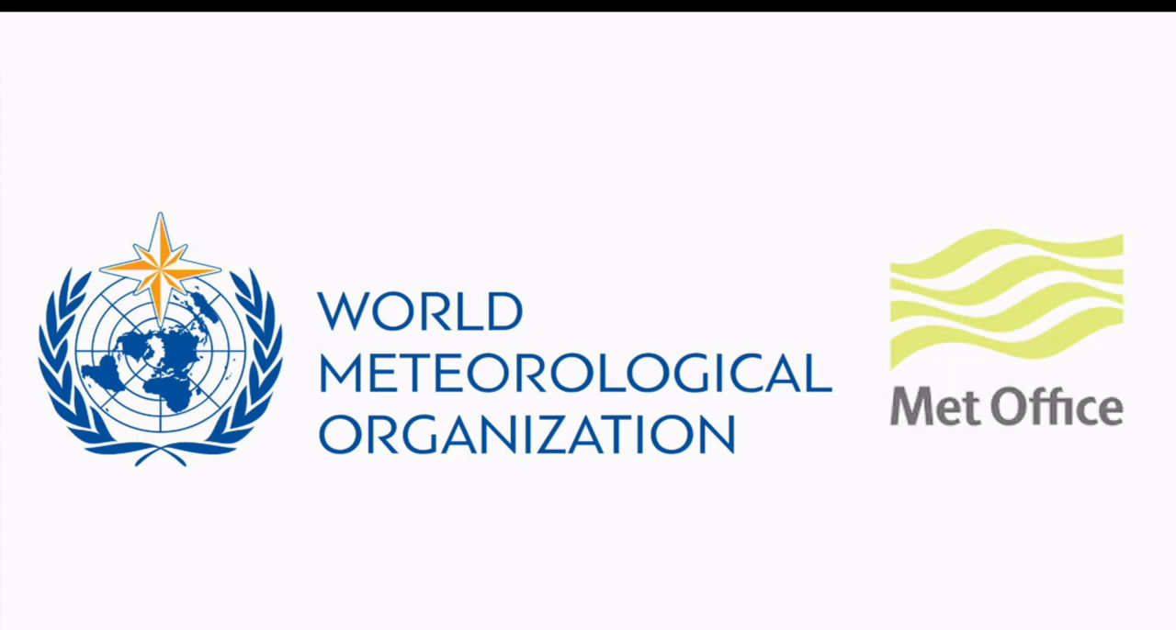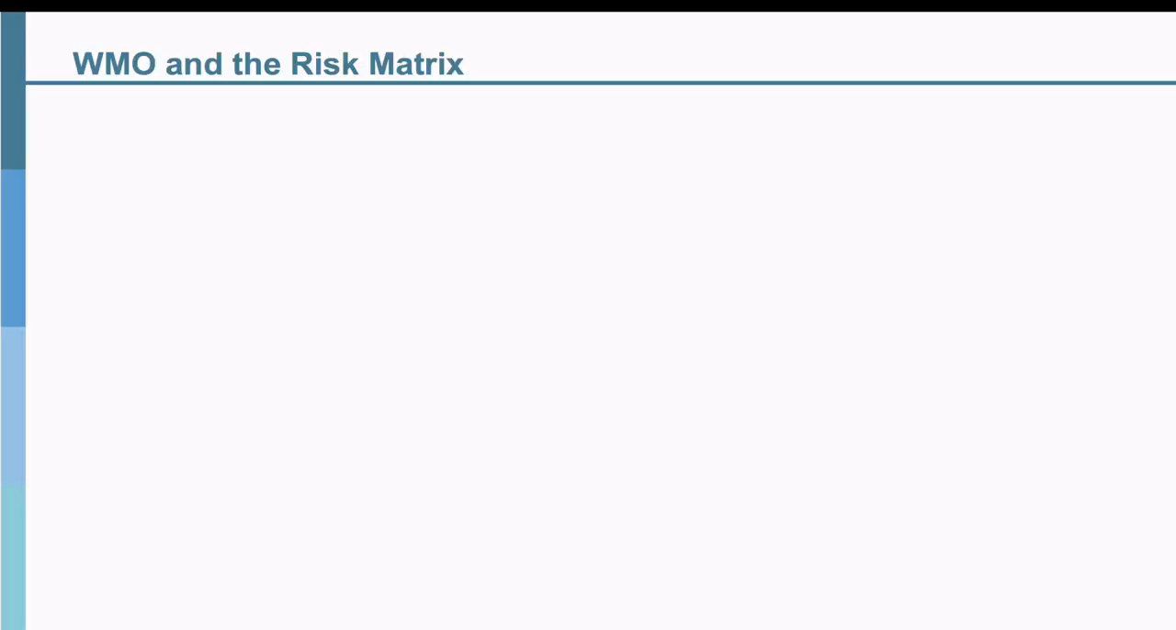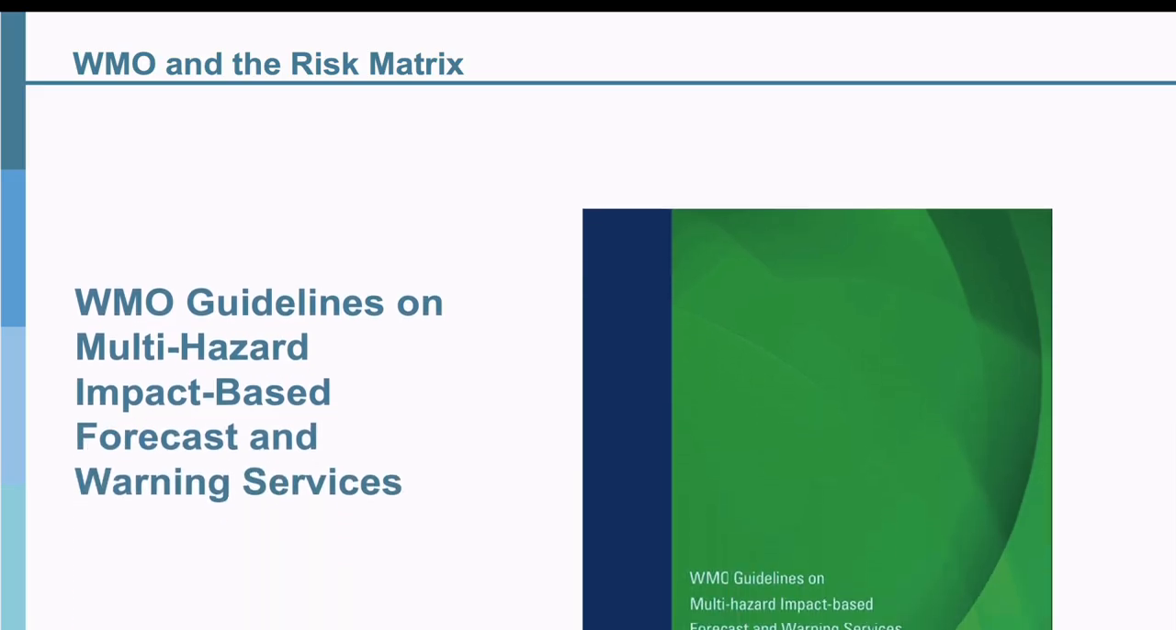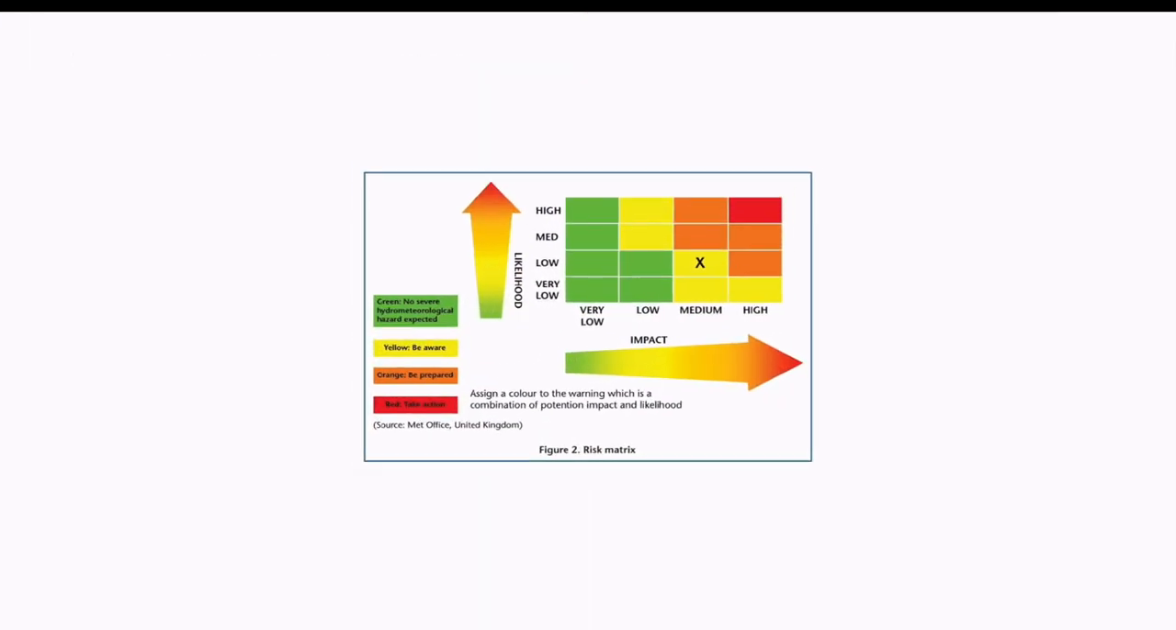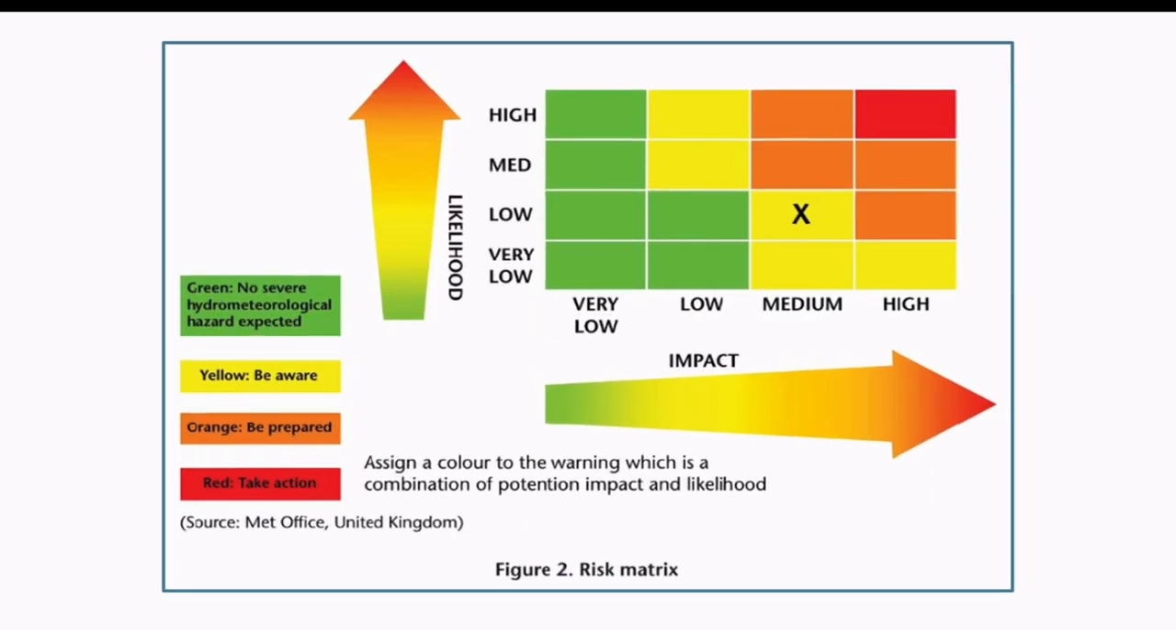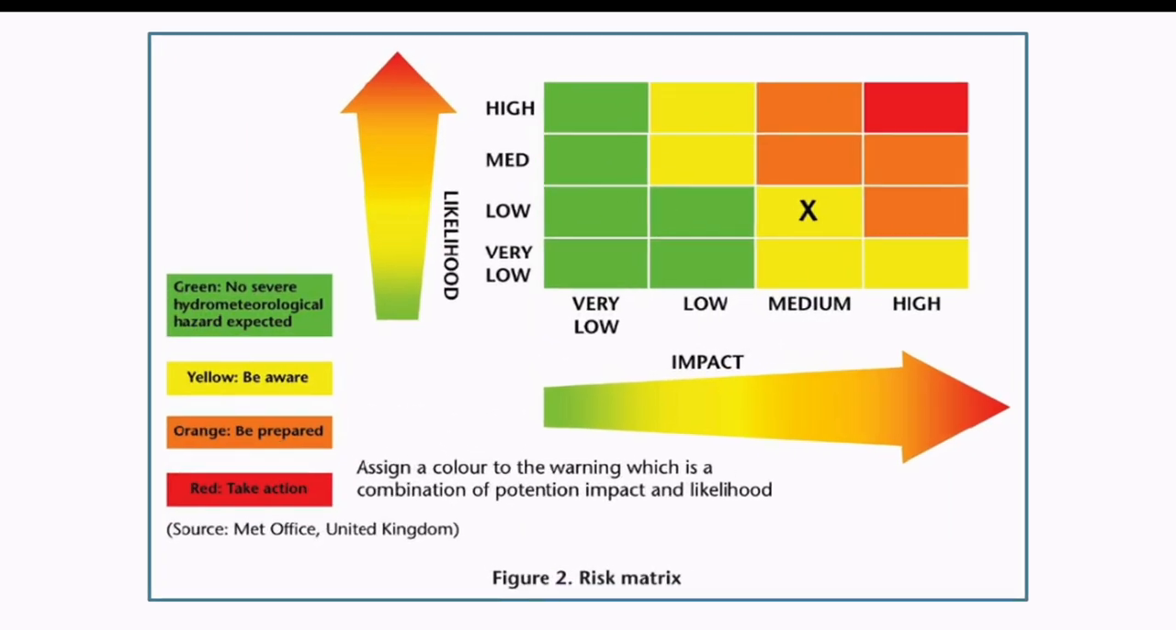The risk matrix of the UK Met Office features in these WMO guidelines, so it will be used in this video for demonstration purposes. Let's start with the WMO guidance on multi-hazard impact-based forecast and warning services, which can be found at the link provided on the slide. In Chapter 3, Section 3.7 of this guide, the risk matrix is presented as an effective communication tool for operationalizing impact-based forecasting and warning. Let's read the first part of this guidance.